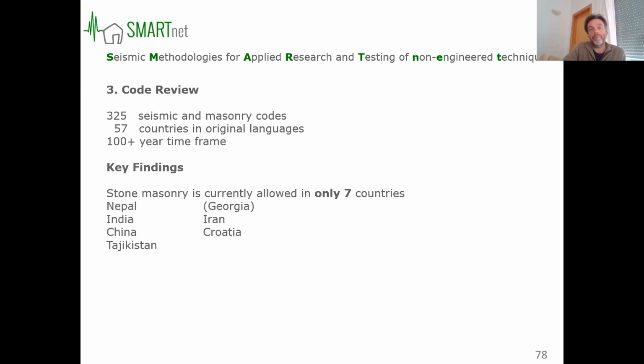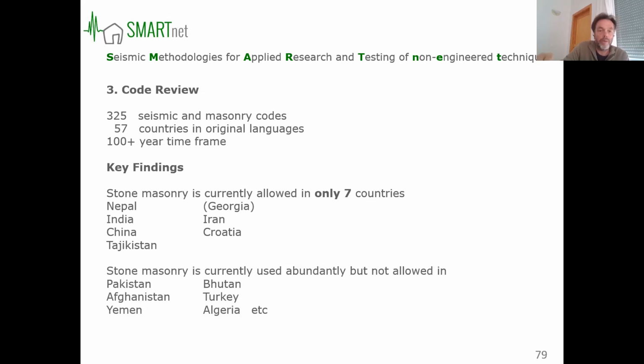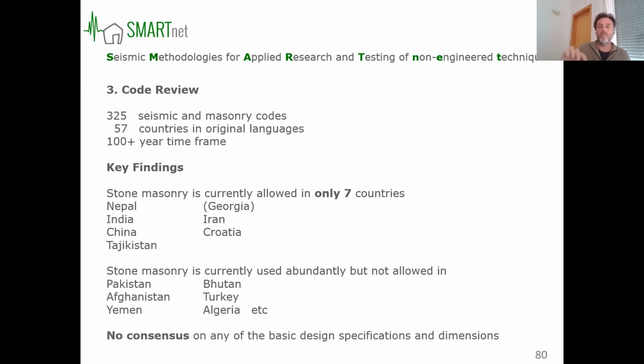What we now see today is that only 7 countries allow it, and it's going to be 6 because Georgia is moving to Eurocode, and Eurocode says that it's basically ashlar only, which means cut blocks. So that means that stone masonry is completely not allowed in, for example, Pakistan. Afghanistan, Yemen, and Bhutan don't even have a seismic code to begin with. But also in Turkey, we now see around the cities a lot of damage in villages which were made of stone masonry. It doesn't help these countries at all if we just forbid it, because like I said, it can be done. But also here, no consensus on anything.